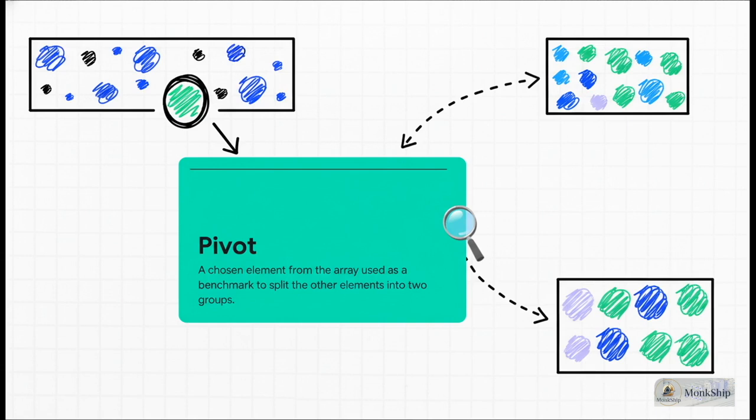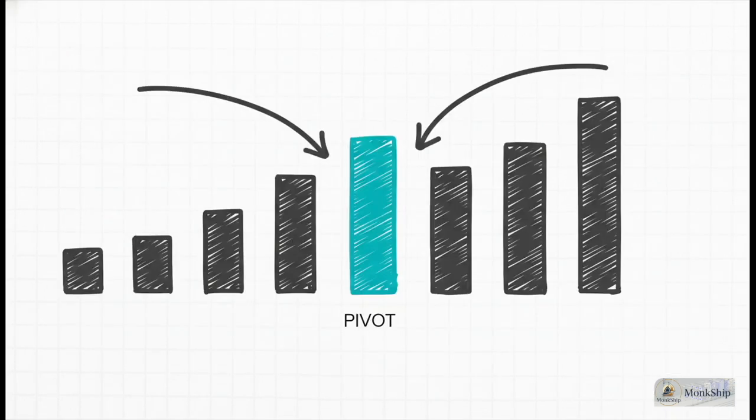The entire goal now is to rearrange every other item based on a simple question. Are you smaller or larger than this pivot? And that's the whole game right there. We want to shuffle the list so that every number that's smaller than our pivot ends up on its left side, and every number that's larger ends up on its right. The pivot itself, it's going to land smack dab in the middle of those two groups.